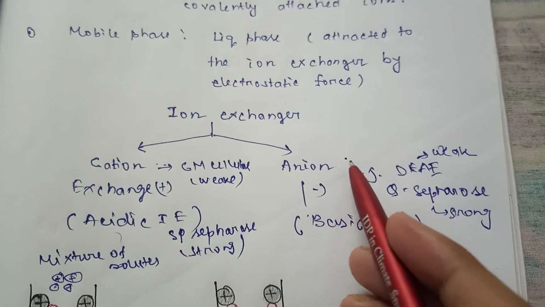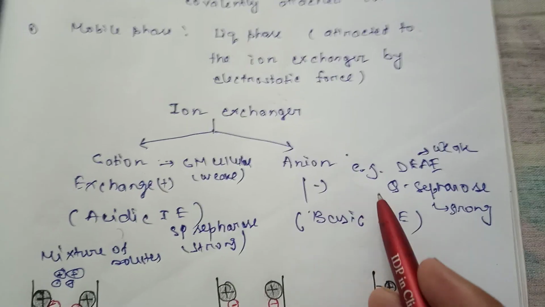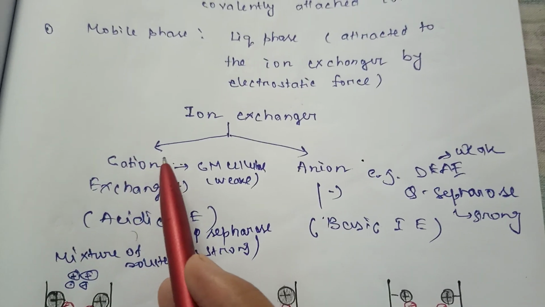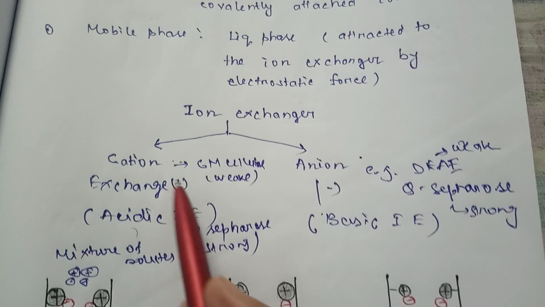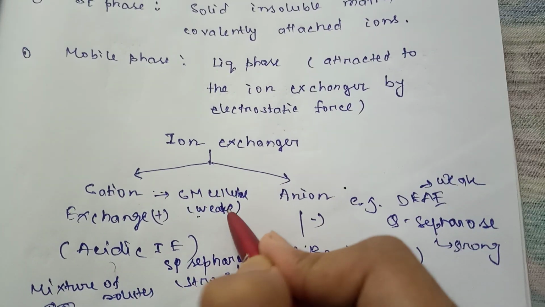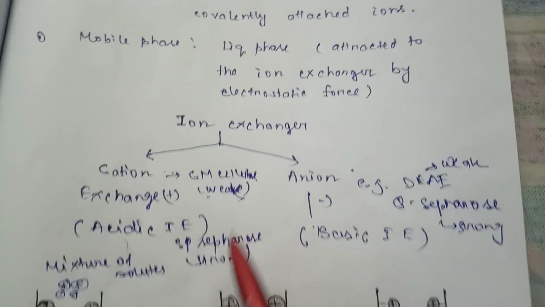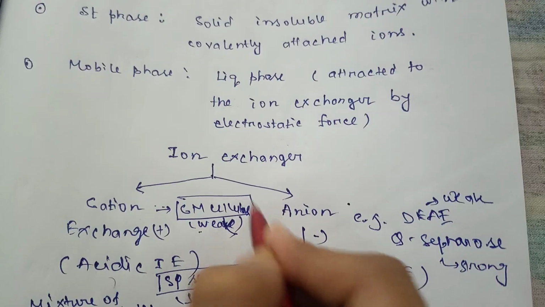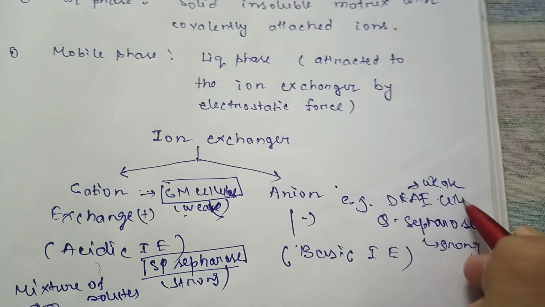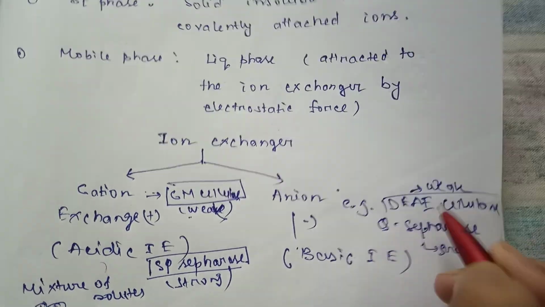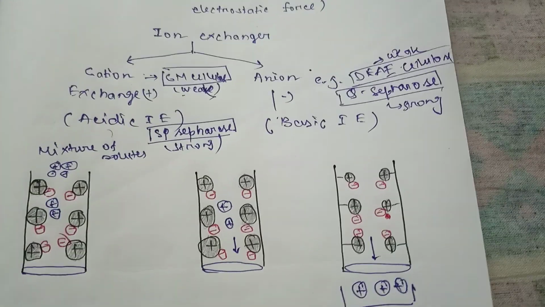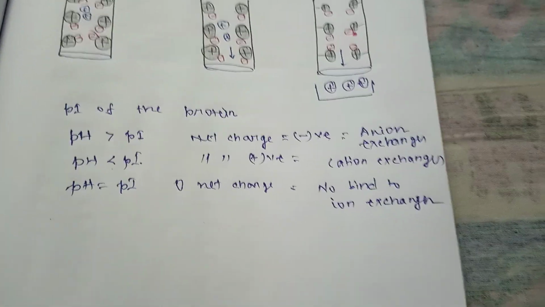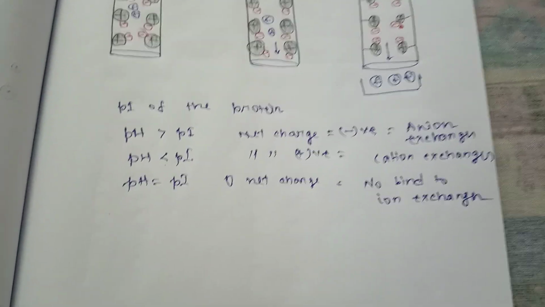It can be a weak anion exchanger or strong anion exchanger, and for cation also a weak cation exchanger or strong cation exchanger. For weak cation exchanger the example is CM cellulose, strong is SP sepharose. DEAE cellulose is a weak anion exchanger, and Q sepharose is a strong anion exchanger. So this is how we choose what type of ion exchanger to take for the purification of the protein.